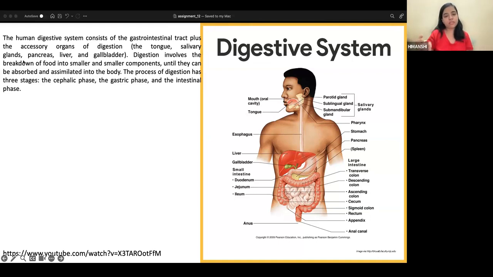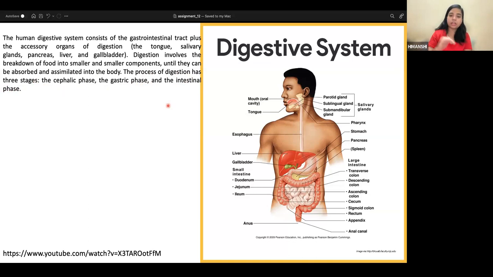So in a subjective way, how can we say, or how can we describe digestive system? We can say the human digestive system, wait, let me get the pointer. Yeah. The human digestive system consists of gastrointestinal tract plus the accessory organs of digestion: the tongue, salivary glands, pancreas, liver, and gallbladder. Digestion involves the breakdown of food into smaller and smaller components until they can be absorbed and assimilated into the body. The process of digestion has three stages: the cephalic phase, the gastric phase, and the intestinal phase.